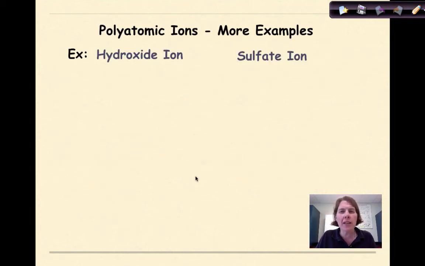Let's look at some more polyatomic ion examples. The first one I want to look at is the hydroxide ion. This one is not going to have a coordinate covalent bond, and that's absolutely fine. So the hydroxide ion is very simply OH -1.